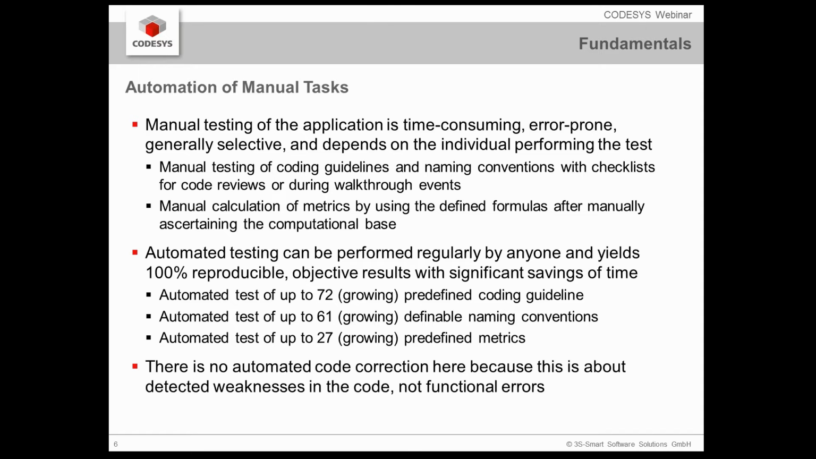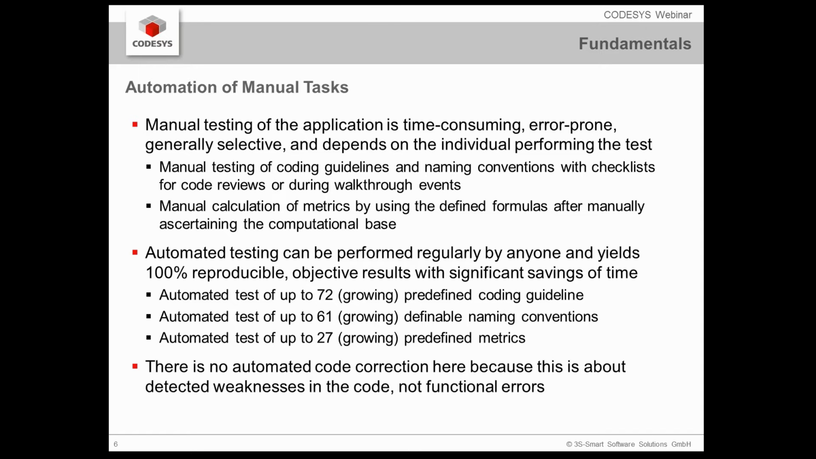At the moment, the CODESYS Static Analysis is able to provide more than 72 code guideline tests. We can offer you more than 61 naming convention tests and up to 27 code metric calculations, which are predefined at the moment. So these numbers are features which can be offered by the CODESYS Static Analysis.